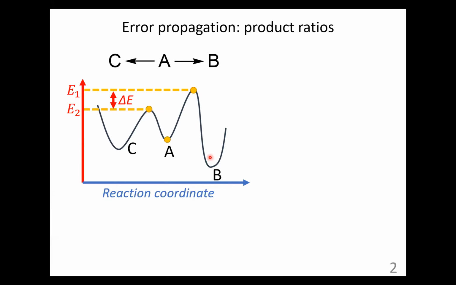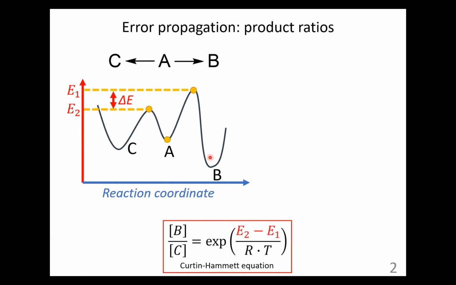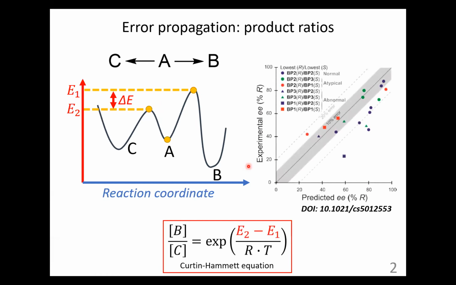So there are many works in which scientists simulate transition states and calculate product ratios. And you can see, like in this very good paper by Stephen Wheeler, that there is quite a good correlation between the experimental and predicted enantiomeric excess. The enantiomeric excess is one of the ways to measure product ratio here.